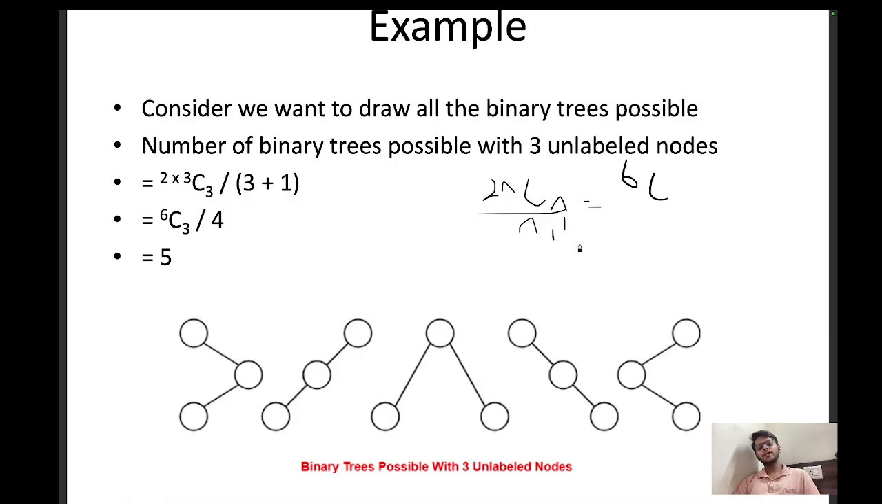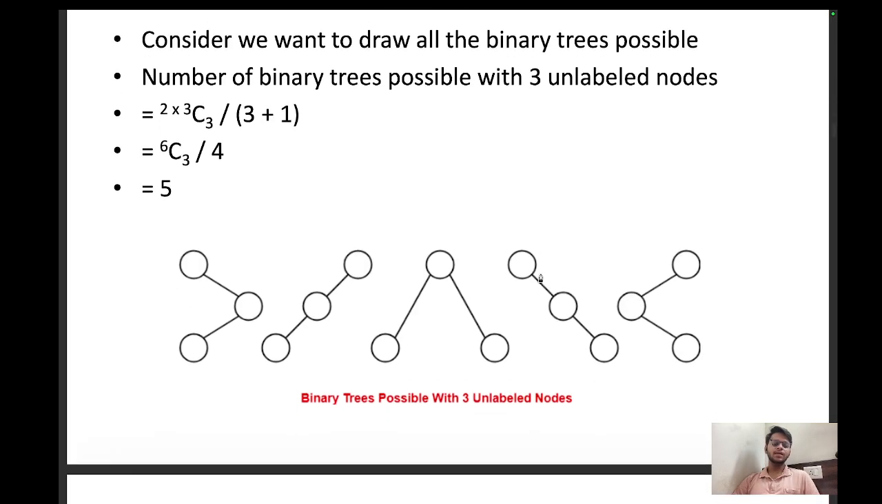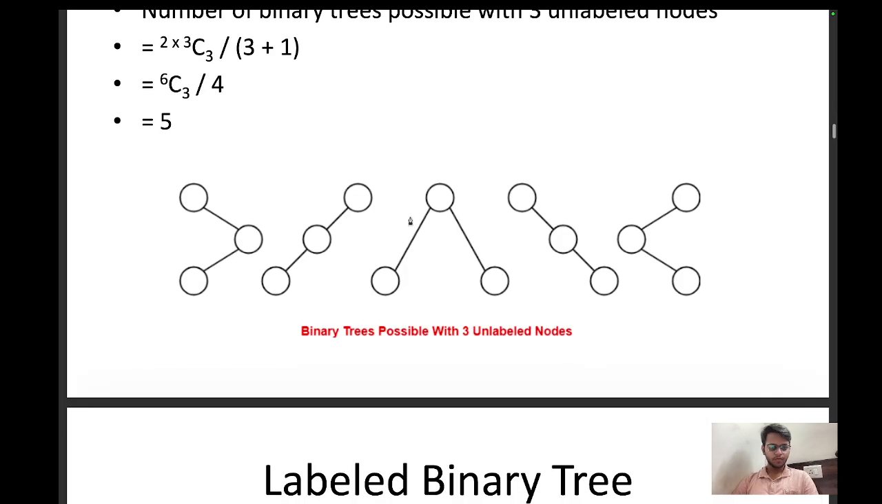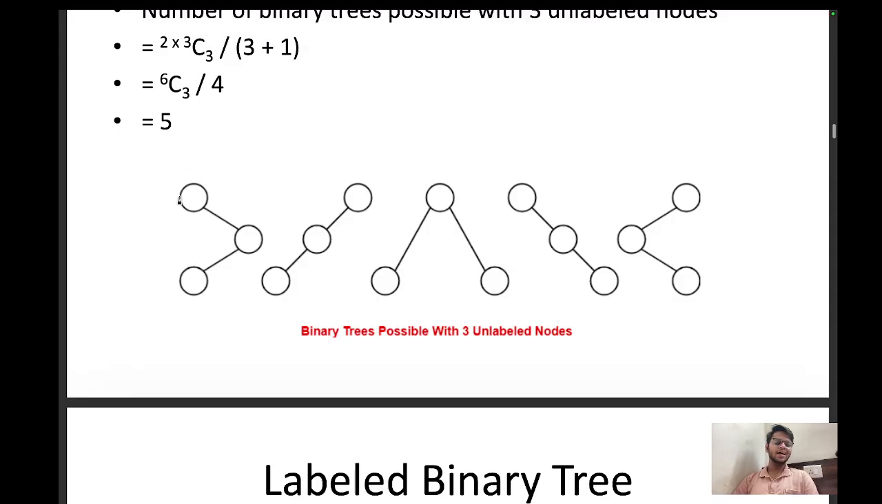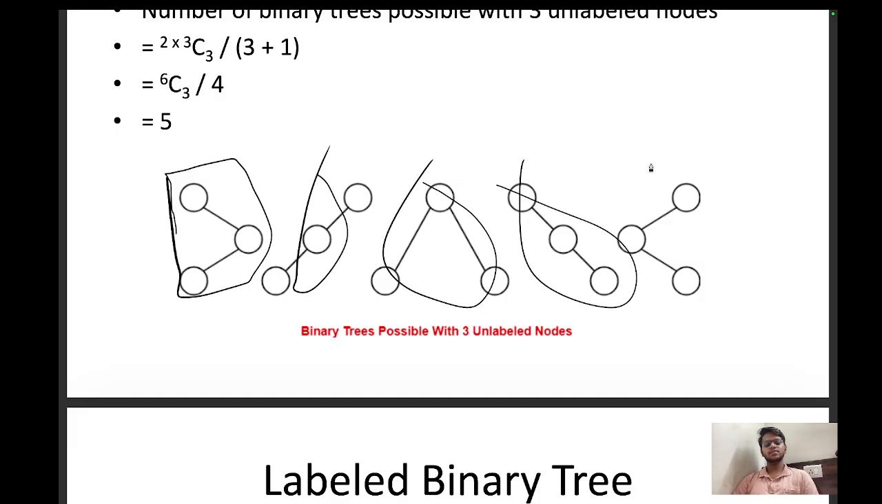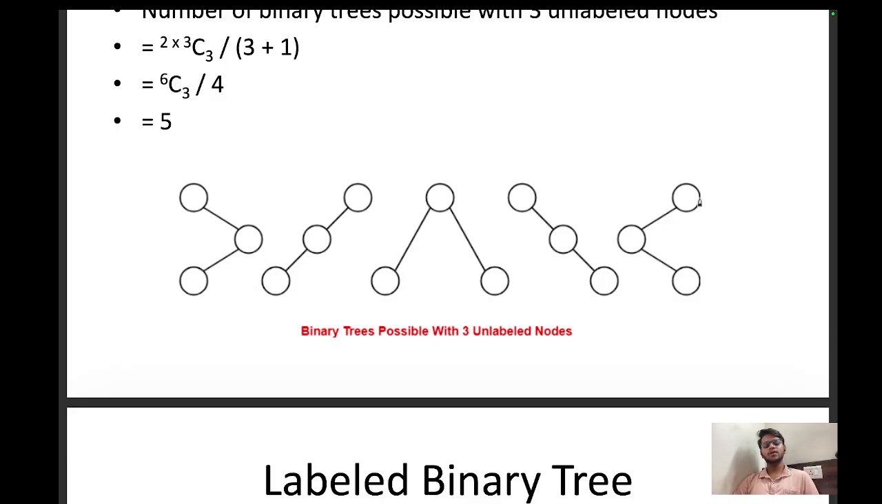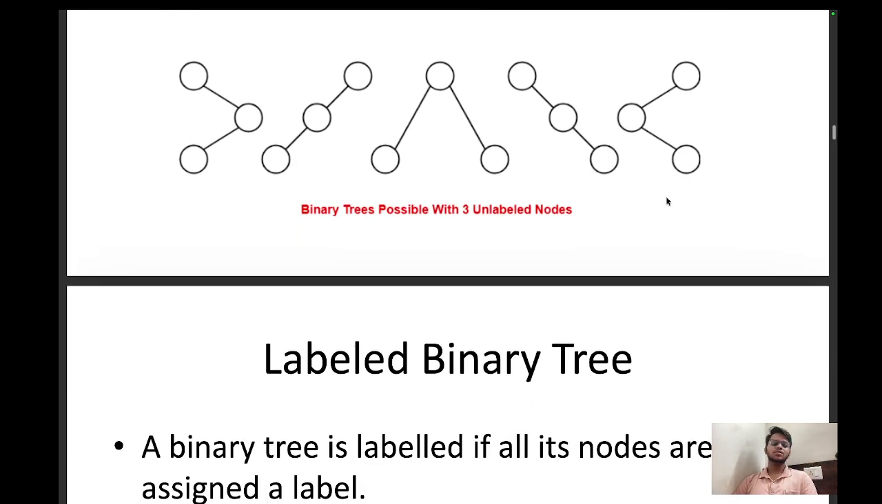So there are 5 possible ways, or 5 possible diagrams, that we can make by these 3 nodes which are unlabeled. Like you can see from this figure also, the first one is an unlabeled diagram having 3 nodes. So this is the first type of diagram that you can draw from 3 unlabeled nodes. Second one is this one. Third one is this one. Fourth one is this.